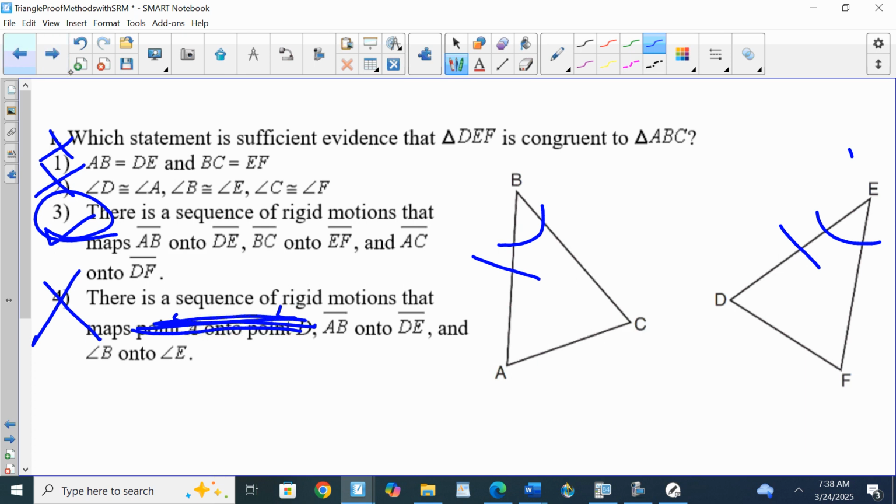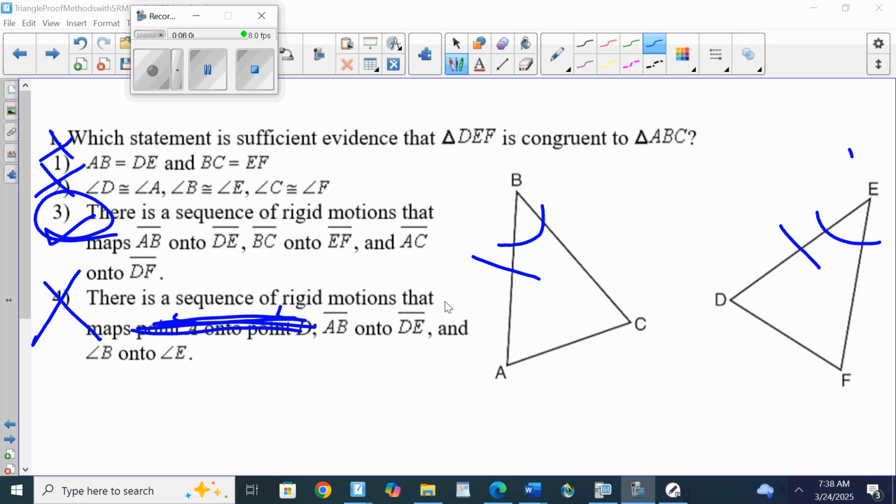What happened to the... Oh, I'm frozen. An angle onto an angle does. A side onto a side does. That's it. Goodbye.